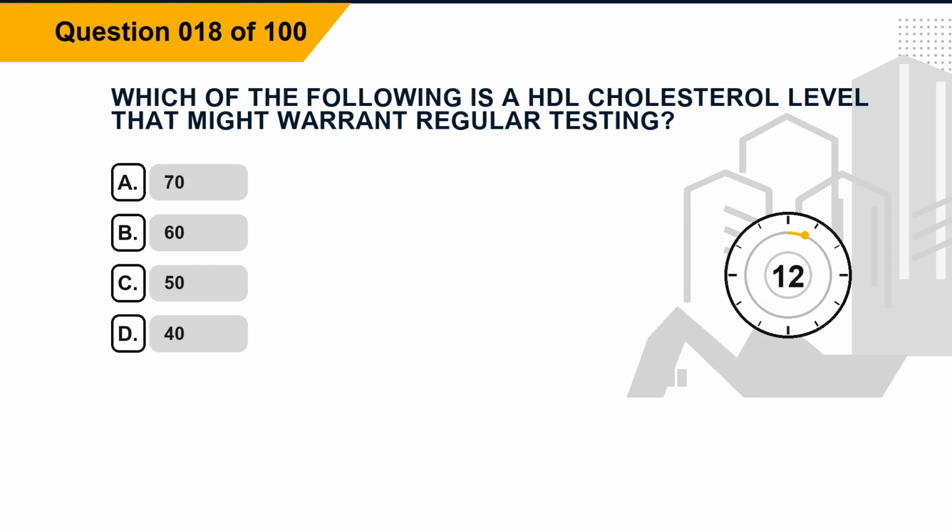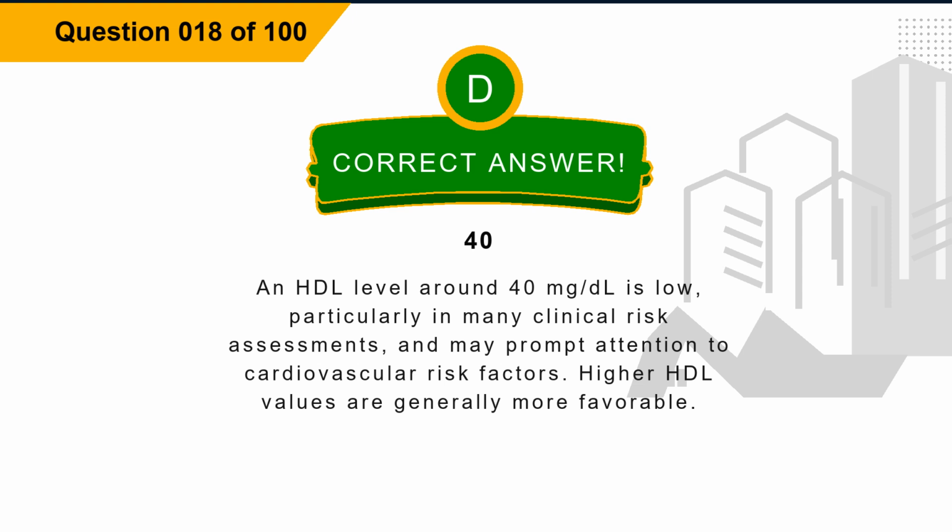Question 18. Which of the following is a HDL cholesterol level that might warrant regular testing? Option A, 70. Option B, 60. Option C, 50. Option D, 40. The correct answer is option D, 40. Explanation. An HDL level around 40 mg/dL is low, particularly in many clinical risk assessments, and may prompt attention to cardiovascular risk factors. Higher HDL values are generally more favorable.